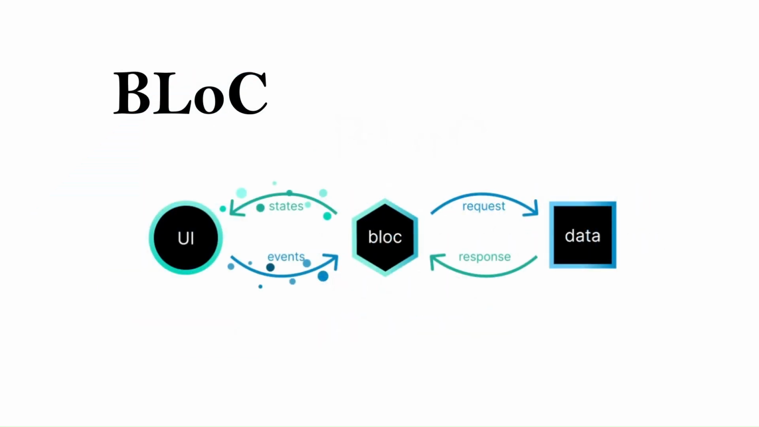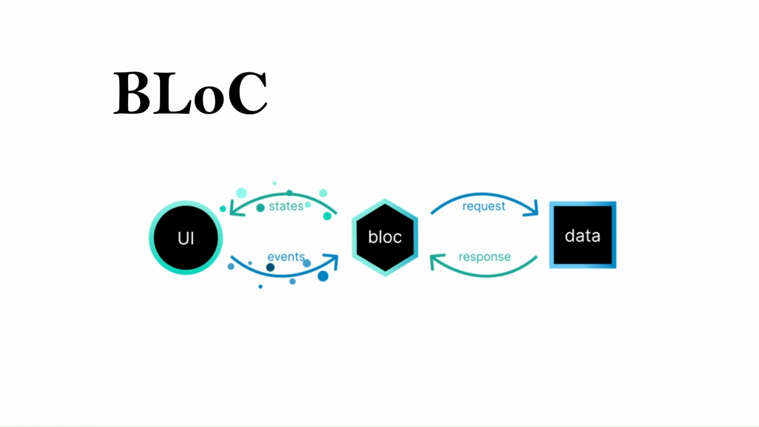So what is Bloc? Bloc is an architecture we use in Flutter. Bloc comes between UI and data. Its connection with data is not that complicated. It normally works with functions only. But with UI, it is a little bit complicated because with UI, it works in the form of streams. So there are two streams. One is event and one is state. Event is sent from UI to Bloc and state comes from Bloc to UI.